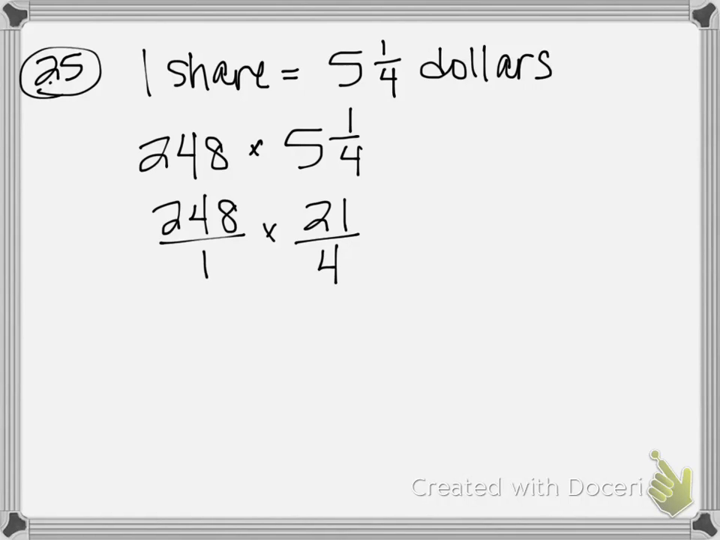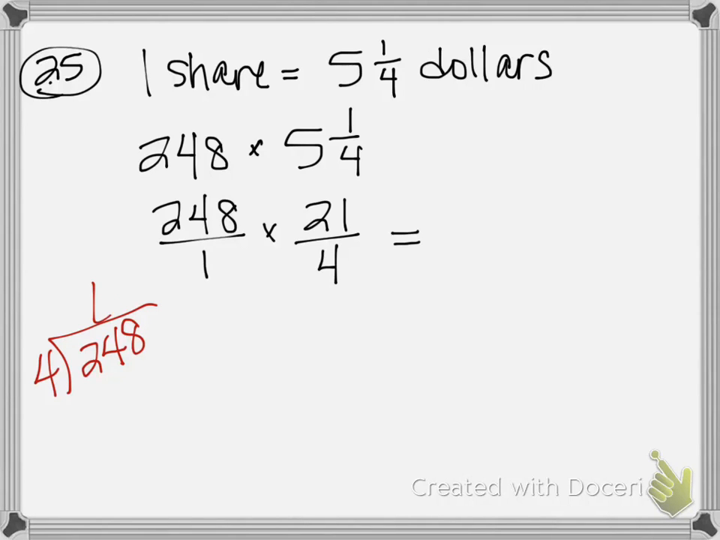And now multiplying, you don't need common denominators when you multiply, so we don't have to worry about that. And now I can just multiply straight across. Actually, I think we can do some simplifying before we do that. Because I think 4 and 248 have something in common. Do you think 4 goes into 248? I think it does, because does 4 go into 24? Yes. And will 4 go into 8? Yes.